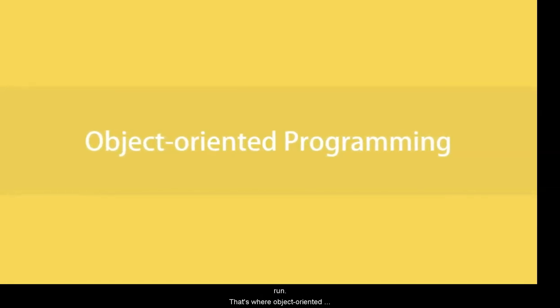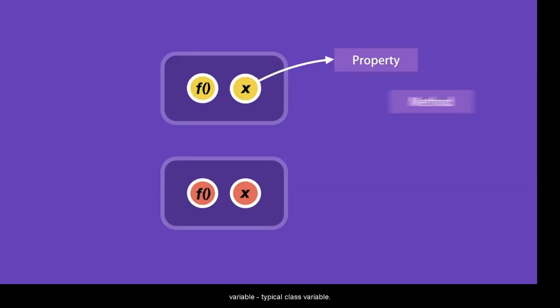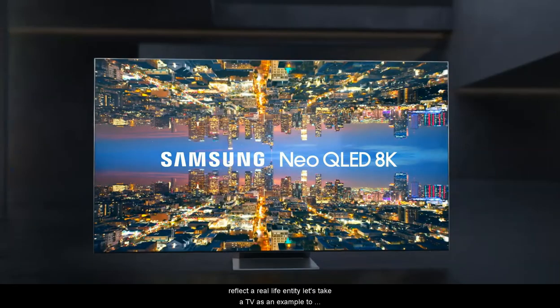That's where object-oriented programming comes into play. In object-oriented programming, you have something called state and methods. Overall, these are bundled together in a class. So the state or the property is a variable, a typical class variable, and the method is something which operates on that particular state to change the value. So these are completely manageable because they reflect a real life entity.